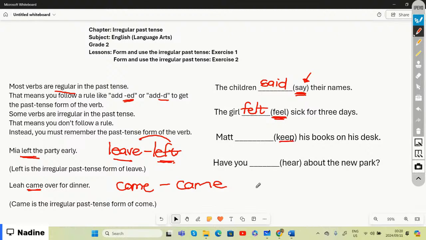Now look at this word also. This word is going to be similar to feel. Matt keep his book on his desk. What is the irregular past tense of keep? Yesterday, Matt his book on his desk. We need to change this word to the past tense form. Keep is going to be similar to feel.